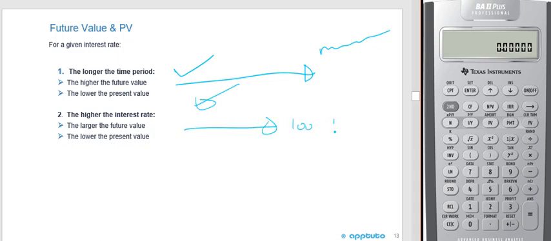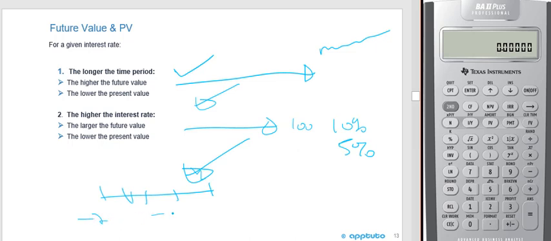If I have $100 and I invested at 10%, it's going to be worth more than if I invested at 5%. And then likewise, the higher the interest rate, the lower my present value. Now you got to be very careful, because that's a rule in general, but when we start to look at uneven cash flows, and you've got a negative cash flow at the beginning and a negative cash flow sometime in a subsequent period, these principles do not apply. And that's a bit of a trick question that we see in the corporate finance section.